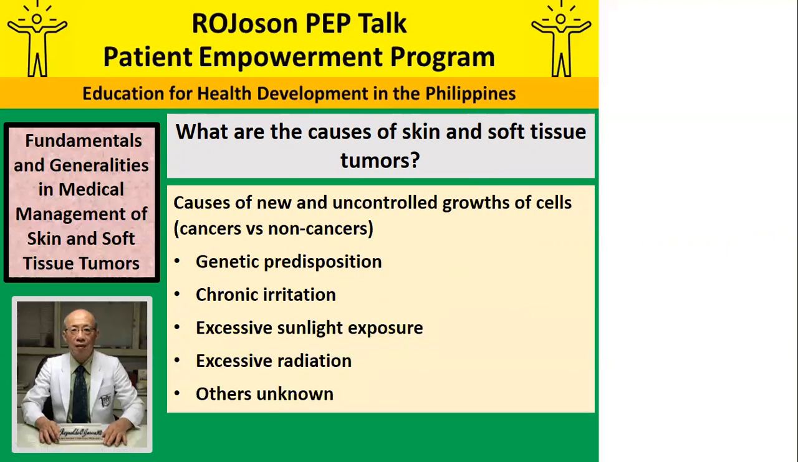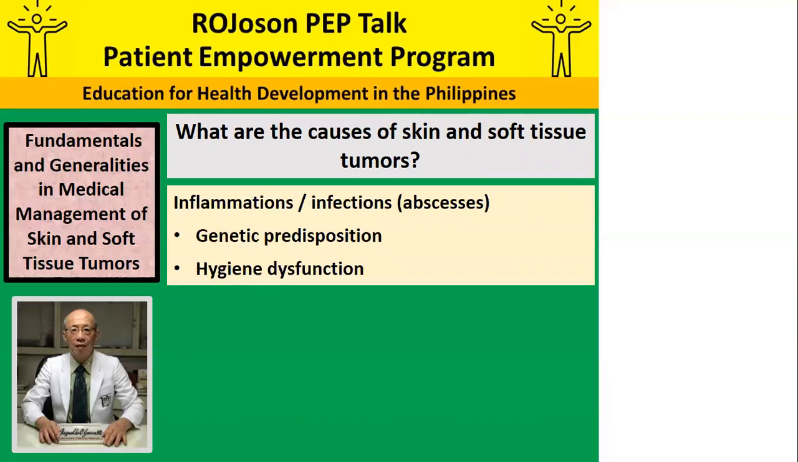The causes of the new and uncontrolled growth of cells have been hypothesized to be the following: genetic predisposition, chronic irritation, excessive sunlight exposure, excessive radiations. Others unknown. Inflammation and infections of the skin presenting as abscess or tumors, genetic predisposition, and hygiene dysfunctions.